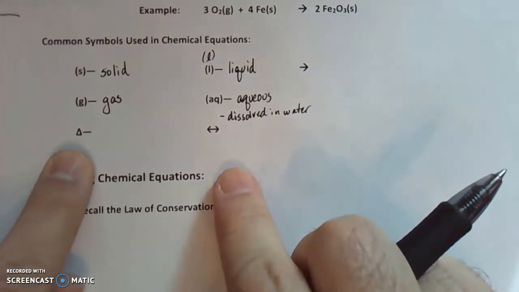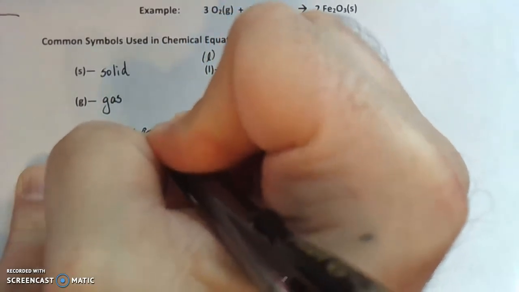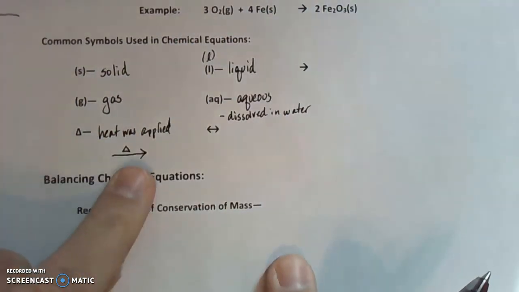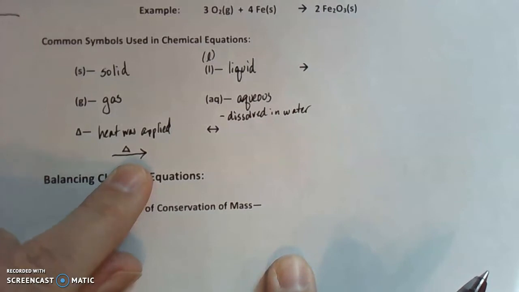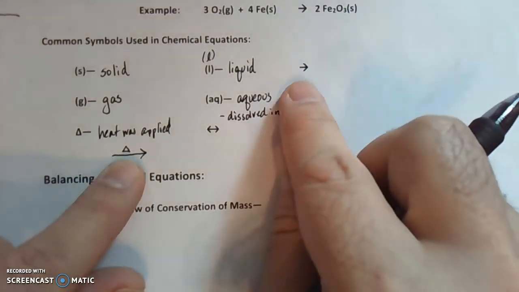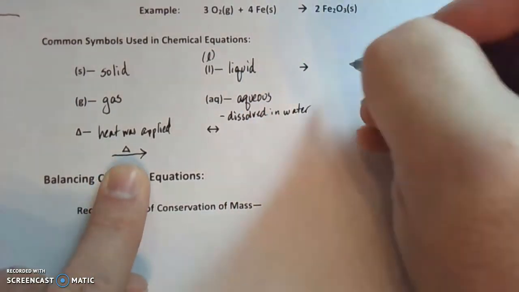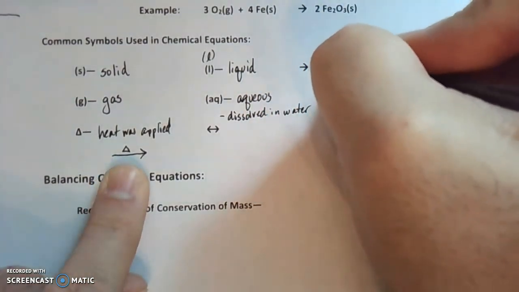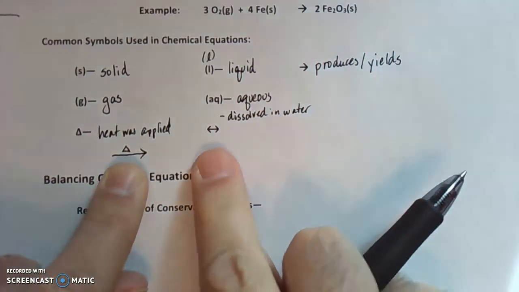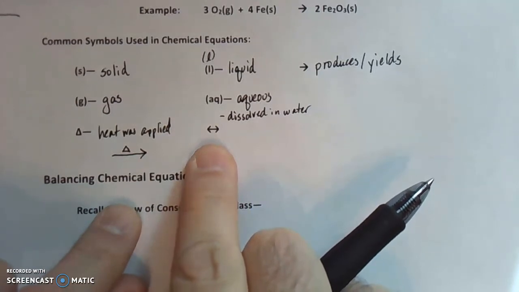If you see a little triangle, that usually means heat was applied. And typically you'll see it above an arrow. So you'll see something like that. And that just means in order to get the reaction started, we had to add heat. A single arrow like this means produces or yields. And occasionally you will see a double arrow.